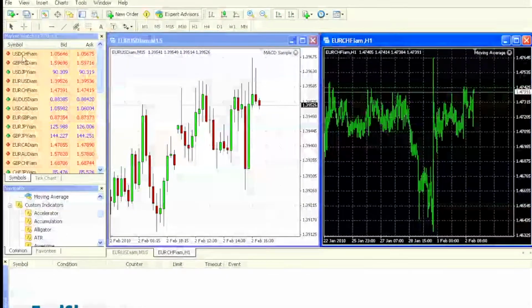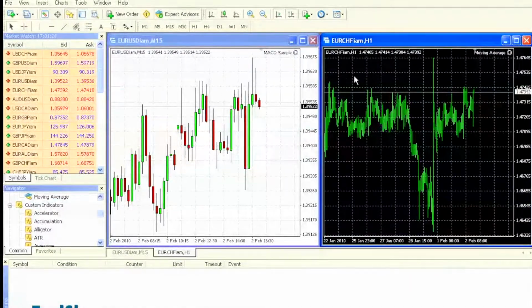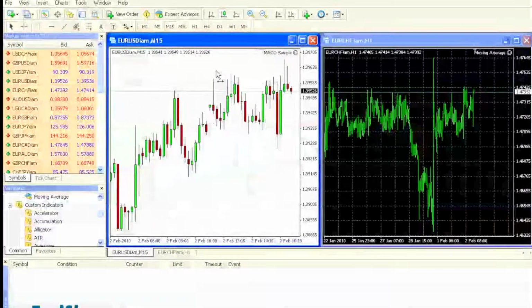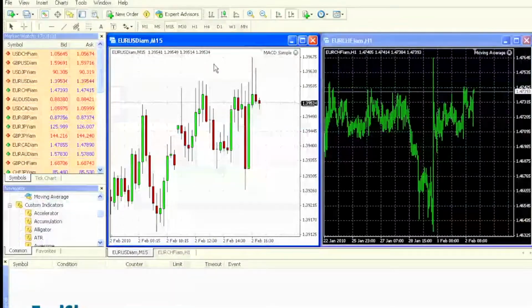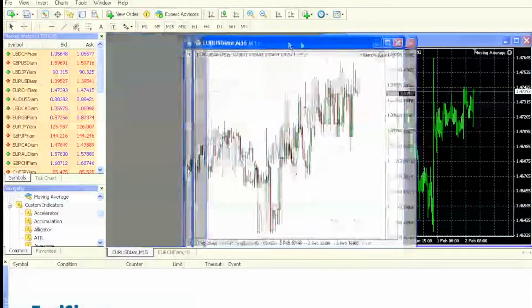On the left here you see all the different currencies, the current prices that they're trading at, and two charts that I've chosen to give me data on where these currencies have been trading. You can add as many charts as you like.